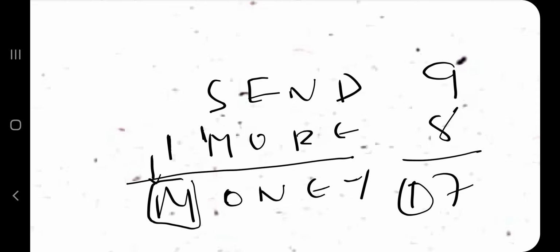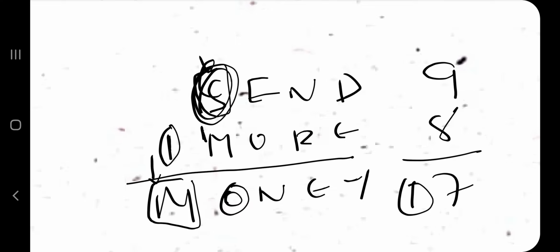I'll mark the value of M as 1. Then I have S here. S plus 1 is equal to O. Okay, S plus 1 is equal to O. Also I'm getting a carry here. Okay, which is the number? Which is the number for S such that if I add 1, I'll get a carry and I'll get O here.